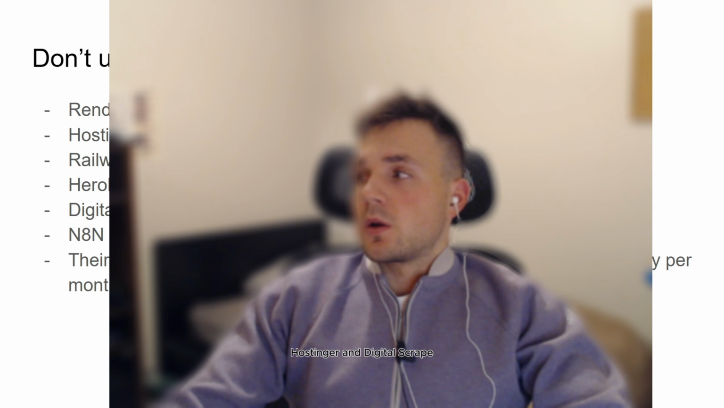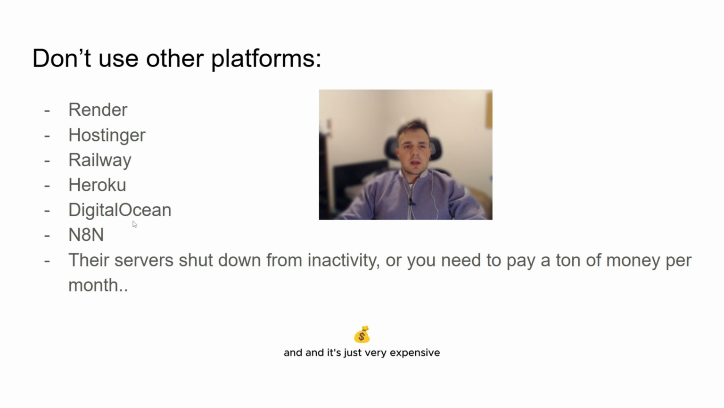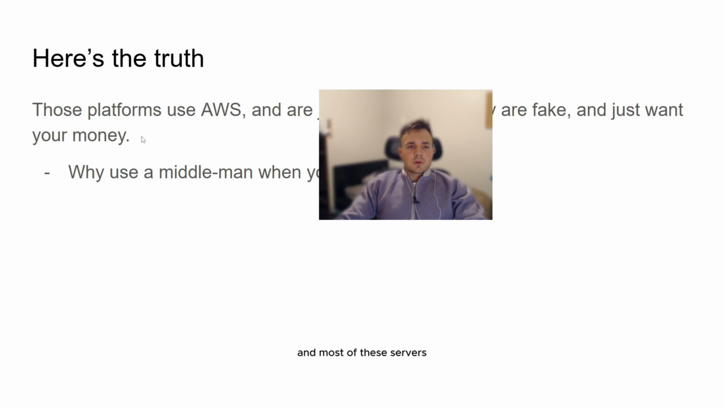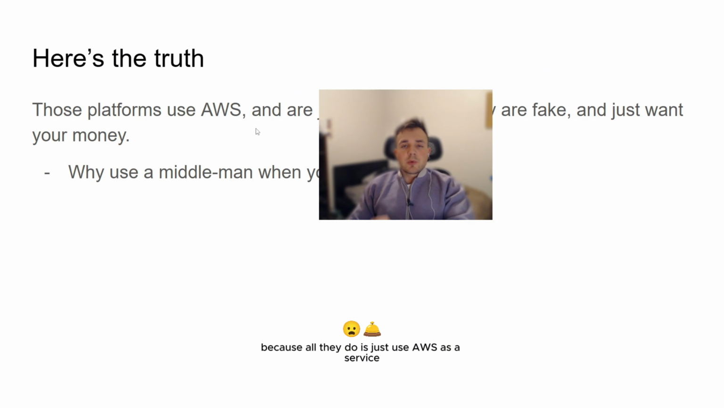So in today's video, I'll be showing you how you can run N8N for free through AWS. Before you start using services like Railway, Hostinger, and DigitalOcean, N8N is just very expensive, so why not just use it for free? Most of these servers are just middlemen because all they do is use AWS as a service and then sell it to you when you can use it for free. So why use the middleman when you can go straight to the source?